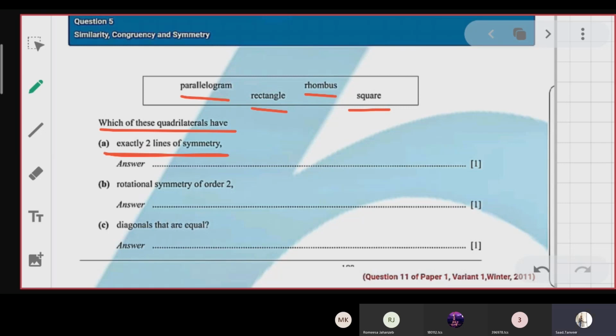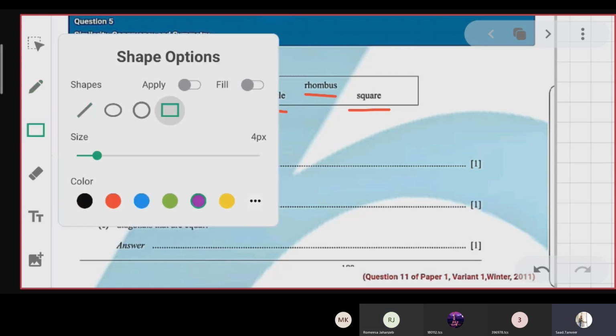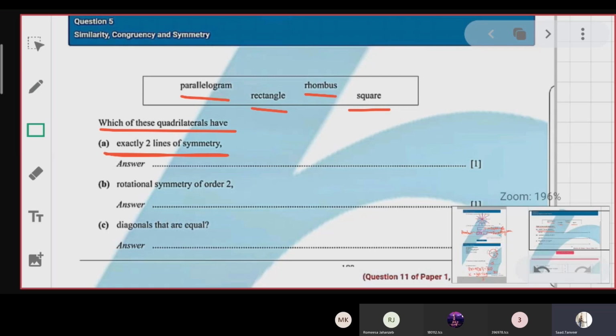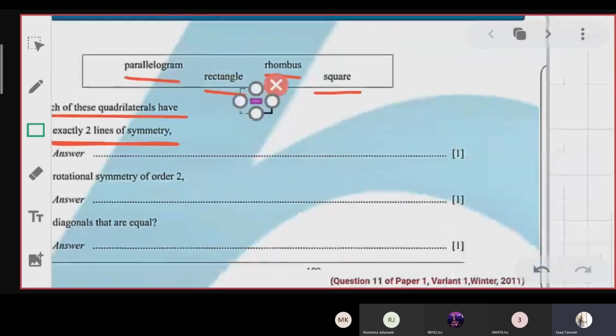Among the following 4 shapes, is there any shape that is having exactly 2 lines of symmetry? Rectangle. So that could be rectangle. And for those who can't remember this, let me draw a few things for them.